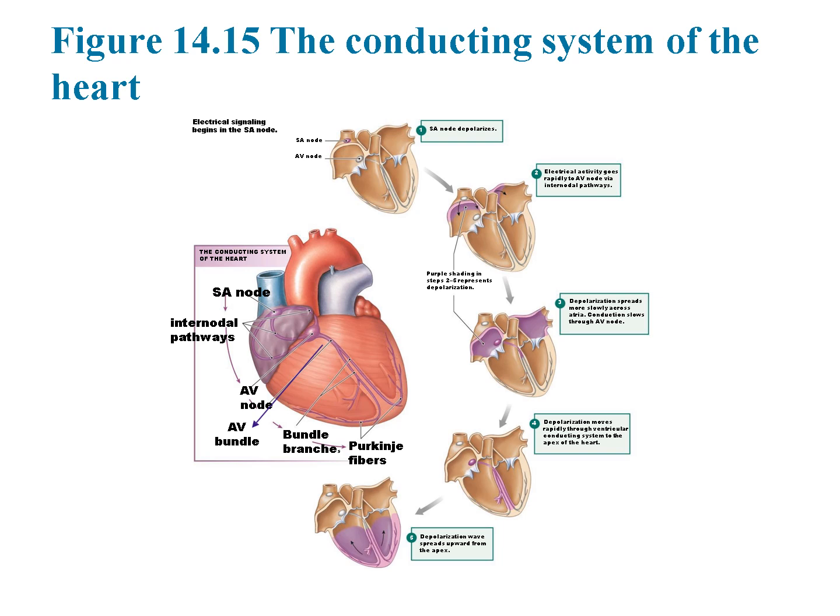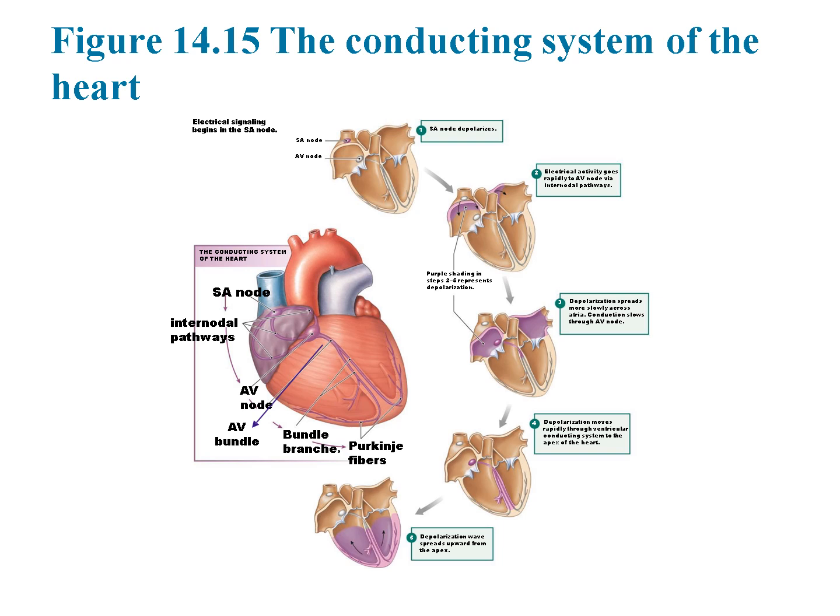Here, conduction slows slightly, allowing the atria time to complete contraction before the ventricles are stimulated. From the AV node, the impulse travels down the atrioventricular bundle, also known as the bundle of His. This bundle splits into right and left bundle branches, which carry the electrical signal down through the interventricular septum toward the apex of the heart.